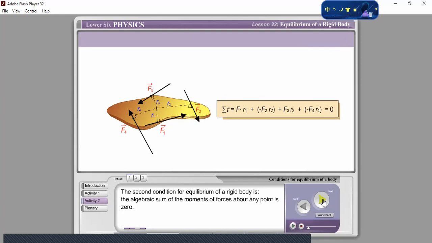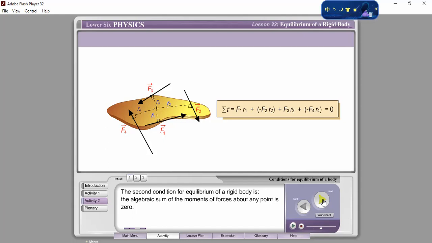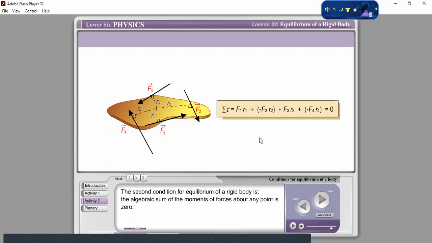The second condition for equilibrium of a rigid body is the algebraic sum of the moments of forces about any point is 0. That is, summation of tau equals F1 R1 plus negative F2 R2 plus F3 R3 plus negative F4 R4 equals 0.